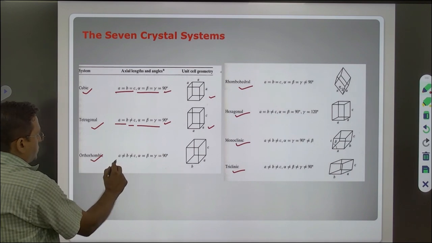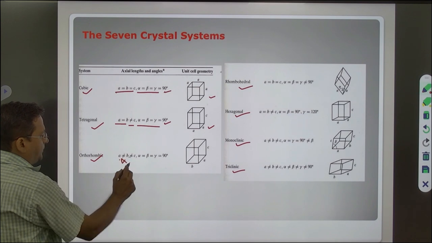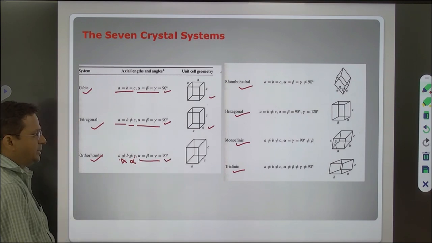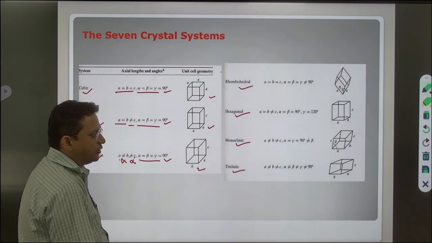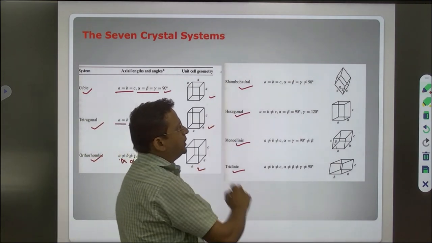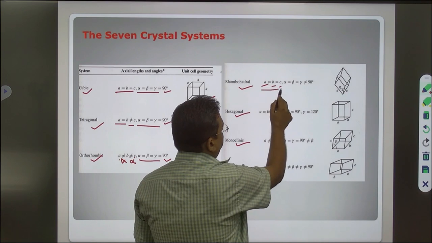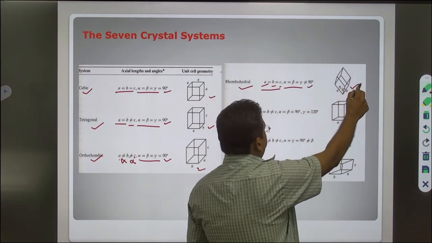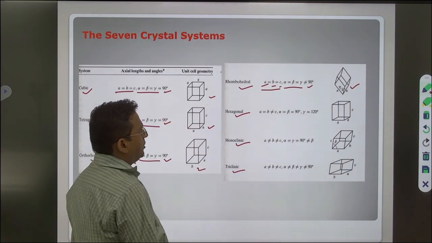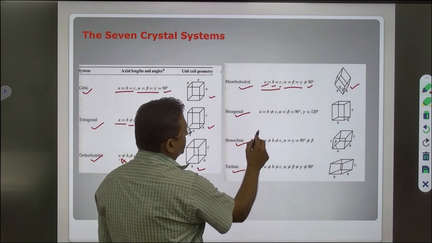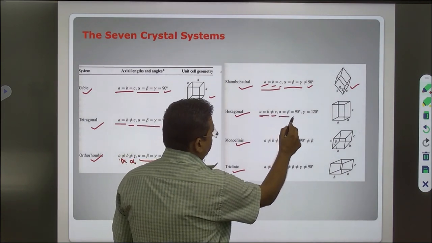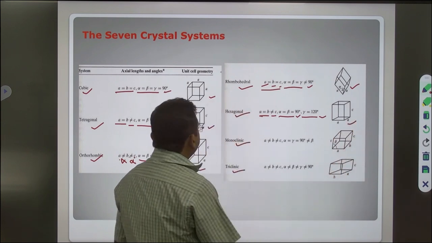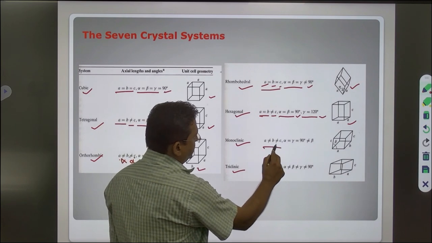In orthorhombic, A is not equal to B, B is not equal to C, and alpha, beta, gamma angles are 90 degrees, and this is the unit cell geometry of orthorhombic. And this is rhombohedral, where A, B, C are all the same, and alpha, beta, gamma are not 90 degrees. This is the unit cell geometry of the rhombohedral. In hexagonal, A and B are the same, not C. Alpha and beta are 90 degrees and gamma is 120 degrees. This is the unit cell geometry. Monoclinic, A, B, C are not the same.